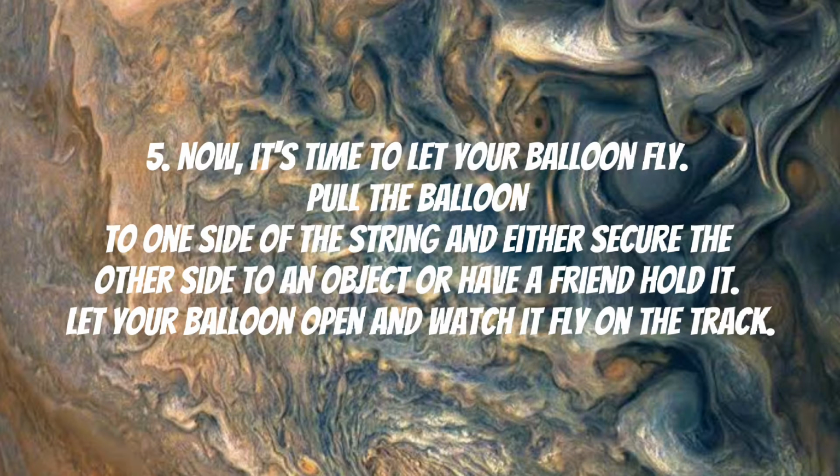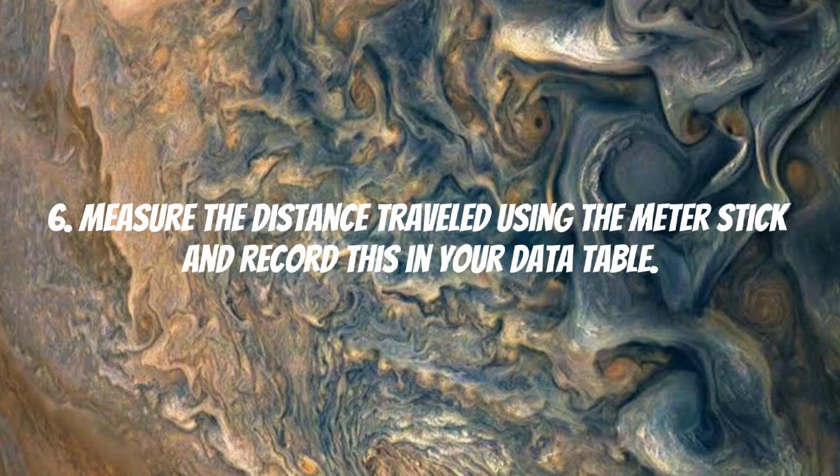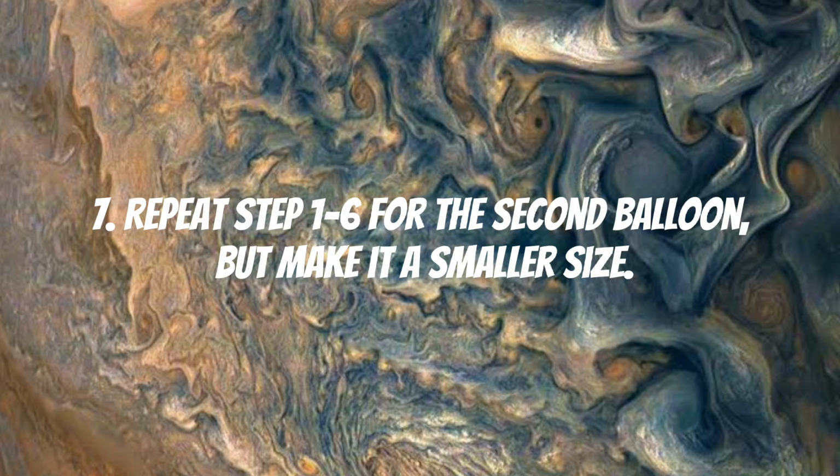5. Now it's time to let your balloon fly. Pull the balloon to one side of the string and either secure the other side to an object or have a friend hold it. Let your balloon open and watch it fly on the track. 6. Measure the distance traveled using the meter stick and record this in your data table. 7. Repeat steps 1 to 6 for the second balloon, but make it a smaller size.